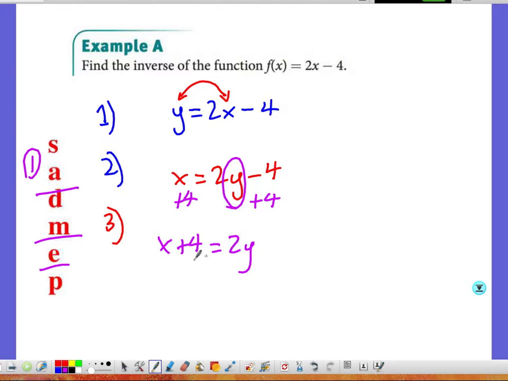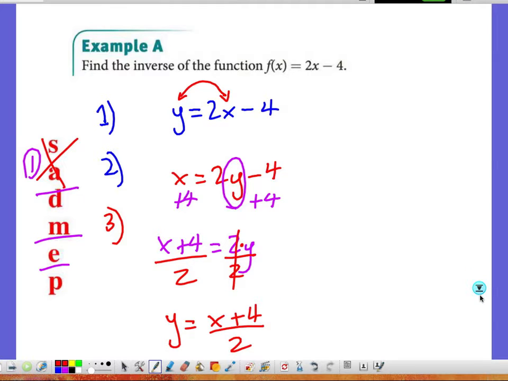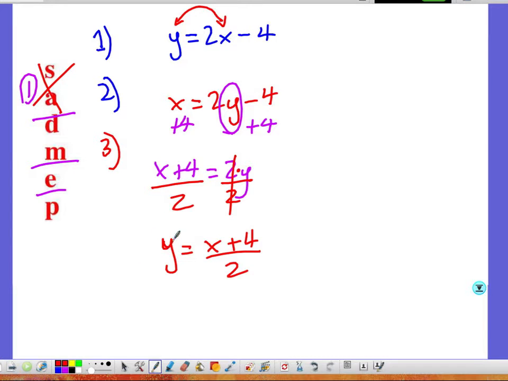Okay, we're very close to solving for y here. Do we have any more addition or subtraction on this side? Nope. Do we have any division or multiplication? Yes, we're multiplying 2 times y, so the opposite is to divide by 2. And what we get here is y is equal to x plus 4 divided by 2. We solve for y. Done. Step 3 is done. Step 4. Replace y with f inverse of x. And so this is going to give me my final answer. F inverse of x is equal to x plus 4 divided by 2. That's it.